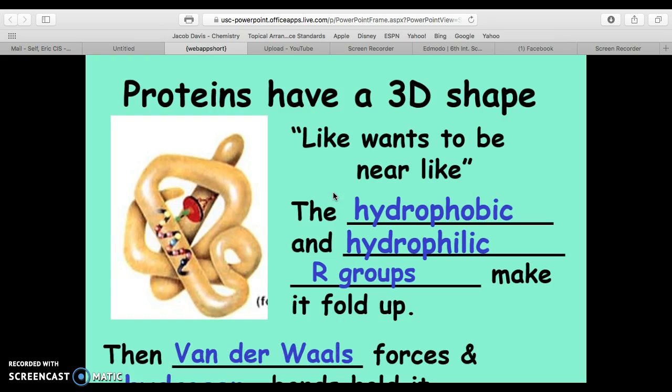They are actually held together by van der Waals forces and hydrogen bonds. Now, I don't expect you to go to great detail about those yet. It's coming, but we'll go into a lot more detail about hydrogen bonds when you get into Chemistry 1 with me as juniors.